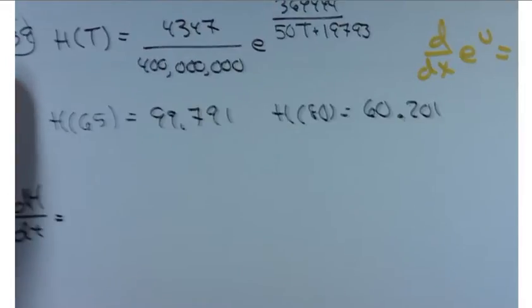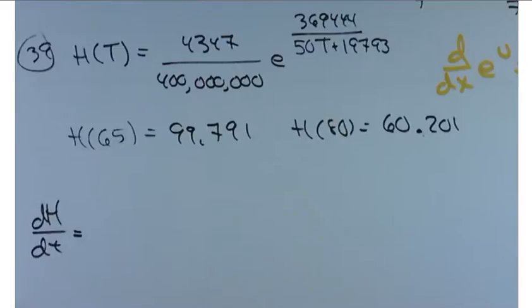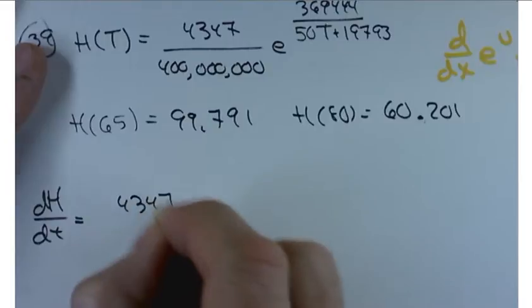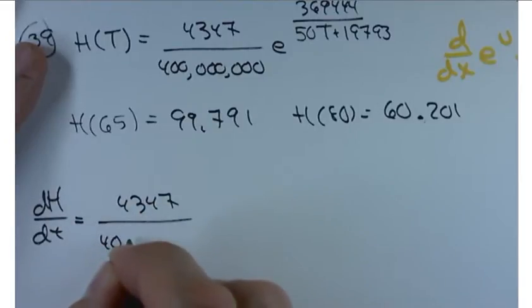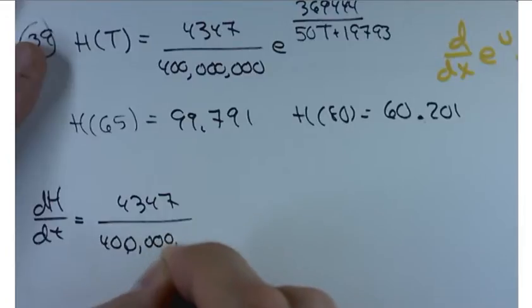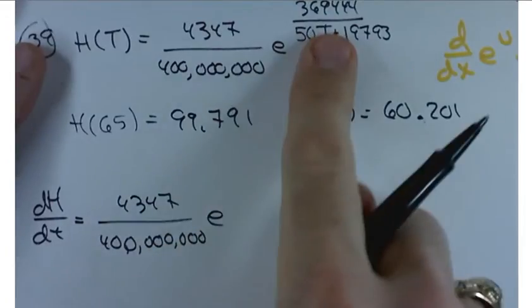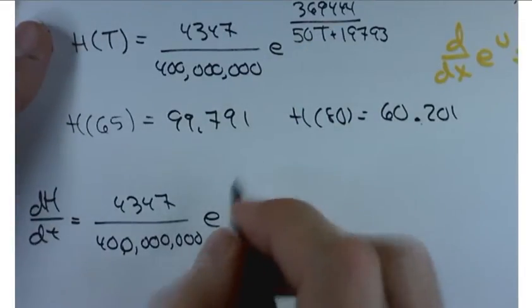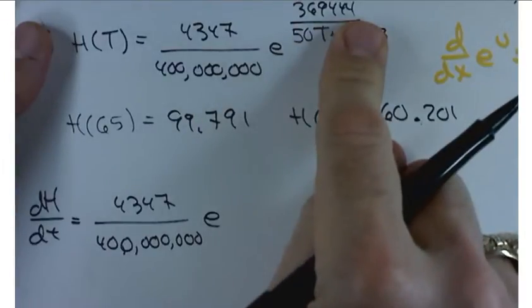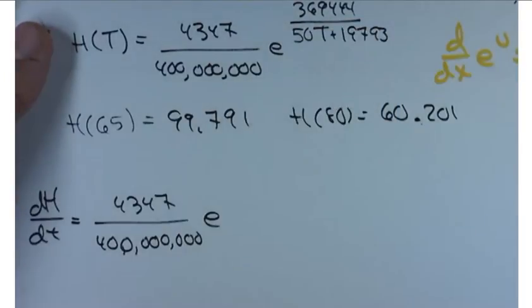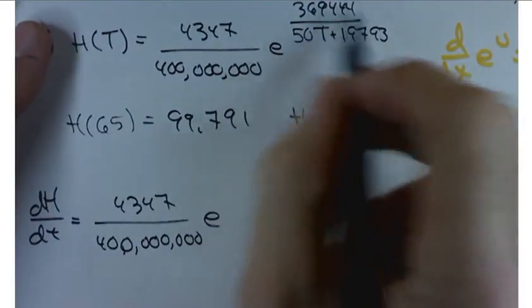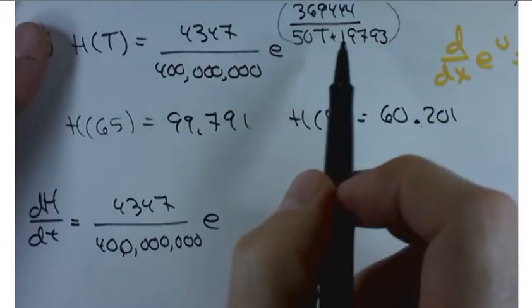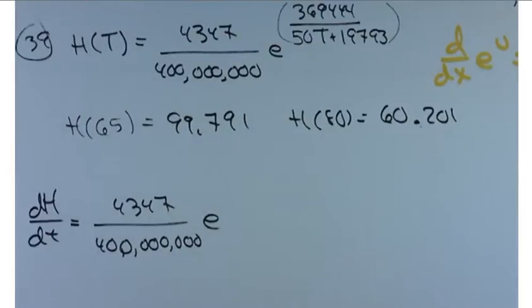What's the easy part of this derivative? We get a constant here, so you just ignore the constant. It's just going to be 4347 over 400 million. And then the function is just going to be e to this power, times the derivative of this power. But how about if I rewrite this a little bit? Because if I leave it as it is, when I differentiate that exponent, what rule do I have to use? The quotient rule.